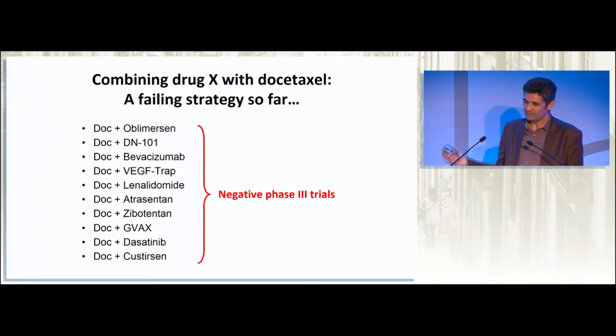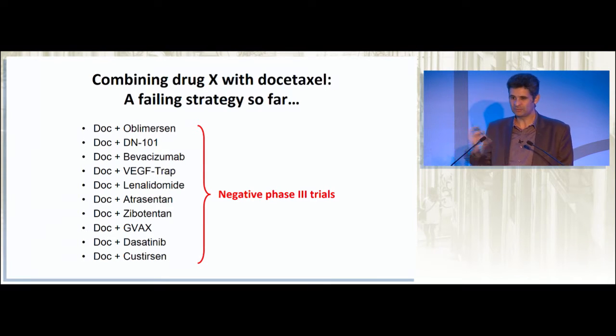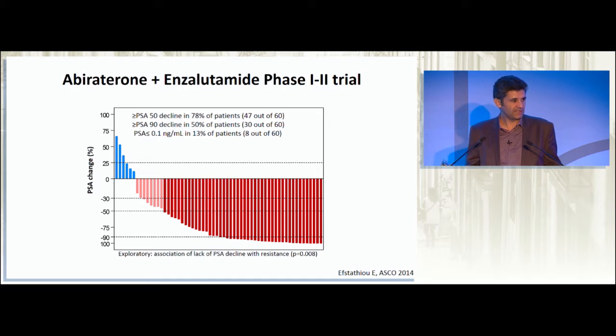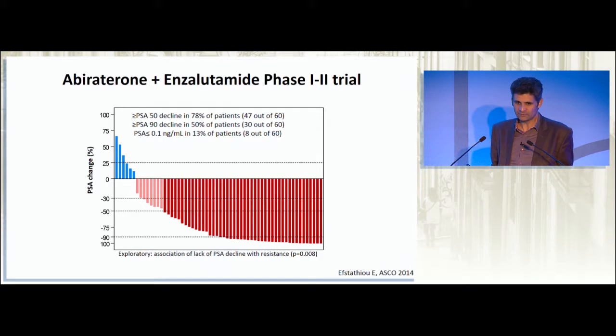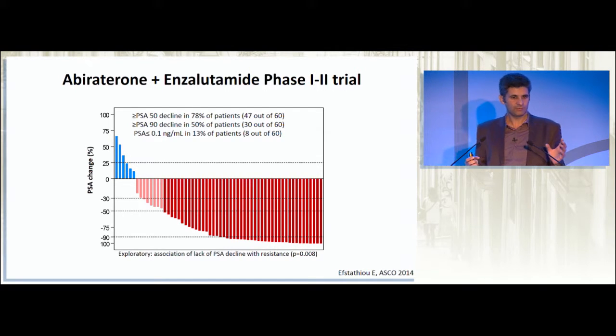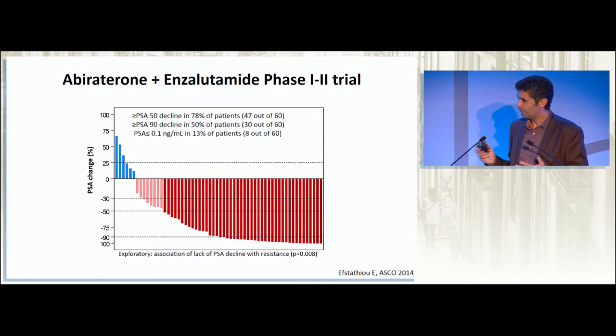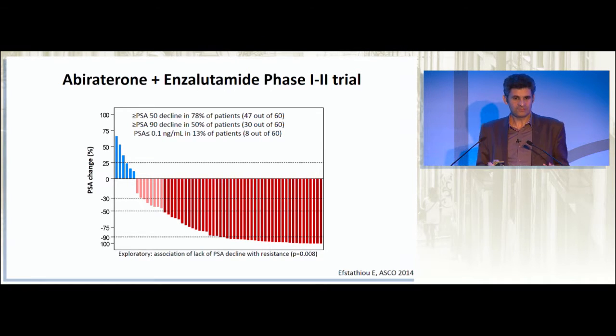This is, for example, the many phase 3 trials that we had testing a new drug on top of docetaxel. I won't go into too much detail, but you can see all these phase 3 trials just failed to show improvement in overall survival. Now, perhaps we might have better combinations in the near future. For example, targeting both the AR with enzalutamide, let's say, and the ligand with abiraterone might be better, but it's a might. We just have phase 1-2 data at the moment.